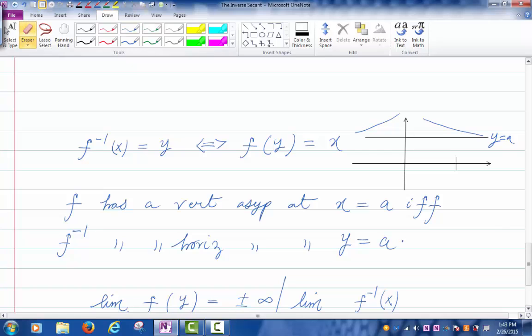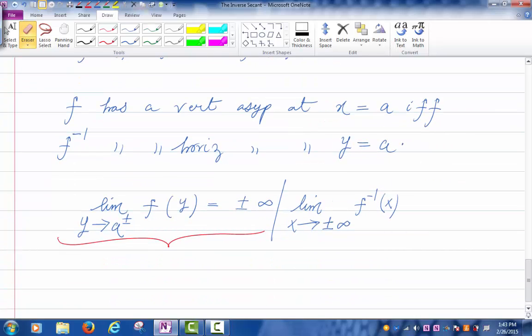So keeping that in mind, let's see why f inverse has a horizontal asymptote at y equals a. Can you tell me what this limit is? We are assuming the limit of f of y as y goes to a is plus or minus infinity. My question is, what's the limit of f inverse of x as x goes to plus or minus infinity?